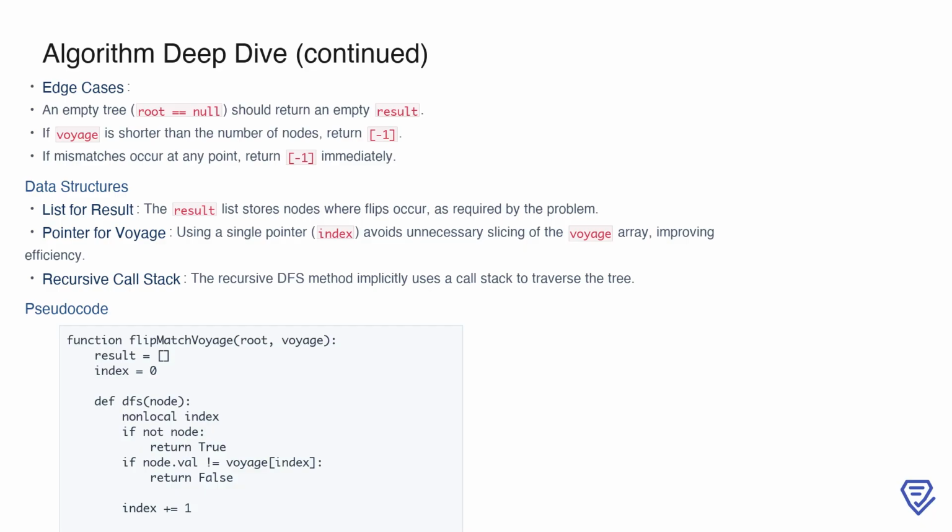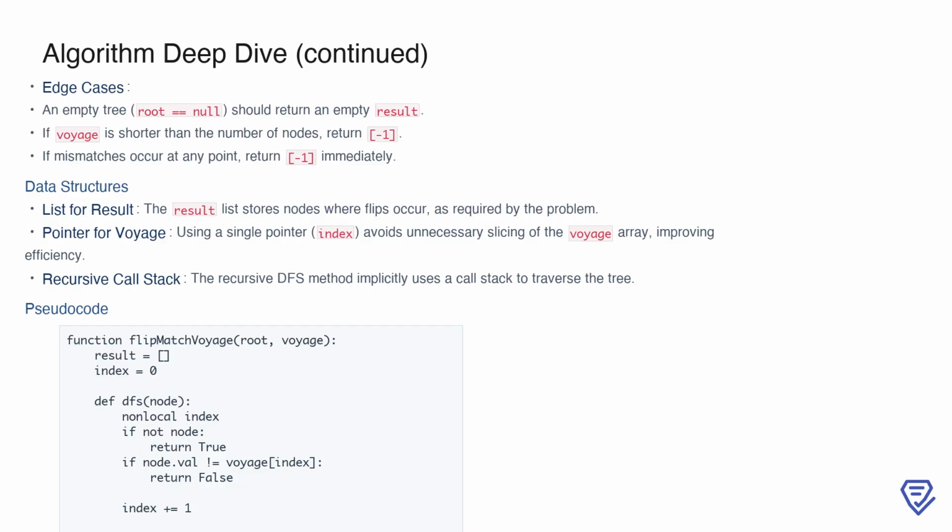Similarly, any mismatch during the traversal leads to an immediate return of -1. To implement this efficiently, we use specific data structures: a result list to store flipped nodes, a single pointer index to avoid slicing the voyage array, and the recursive call stack for depth-first traversal.